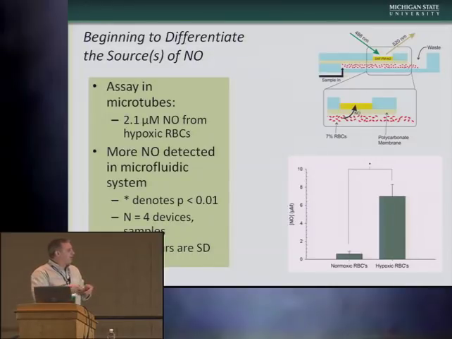Okay? And when we do that, one of the things you'll note here is that with our normoxic RBCs flowing through the system, we find less than 1 micromolar nitric oxide being released from those RBCs. However, using our microfluidic device, we are now detecting over 7 micromolar amounts of nitric oxide. So 3 to 4 times the amount than when we did the microtube assay. And so again, I was actually somewhat surprised by this.